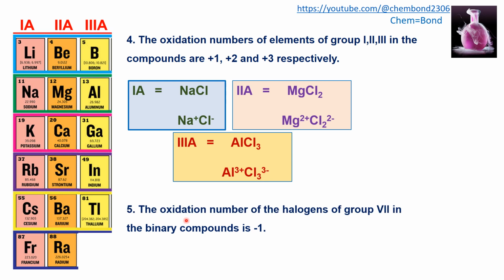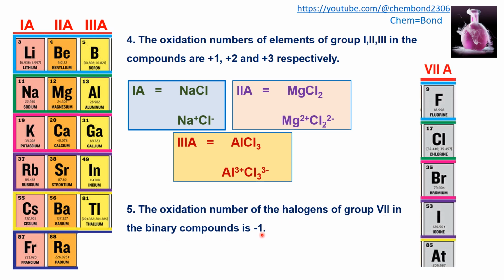The oxidation number of the halogen in the 7A group of the binary compound is -1. Now the halogens include fluorine, chlorine, bromine, iodine, etc. They will have -1. So we will take the previous example, sodium chloride.